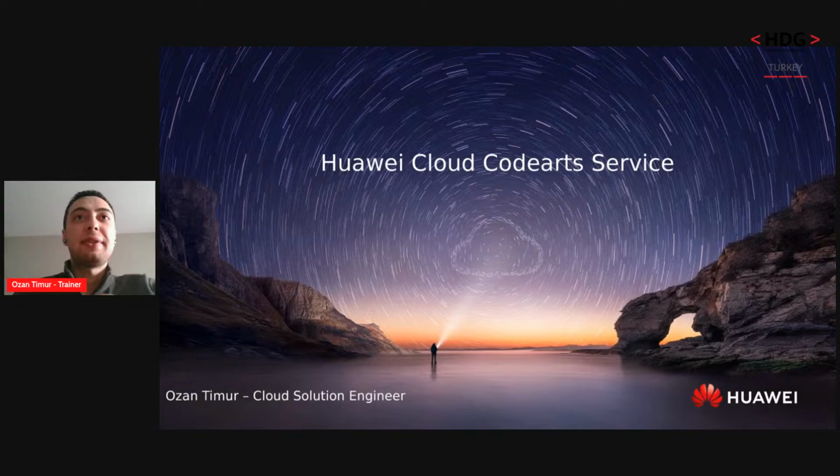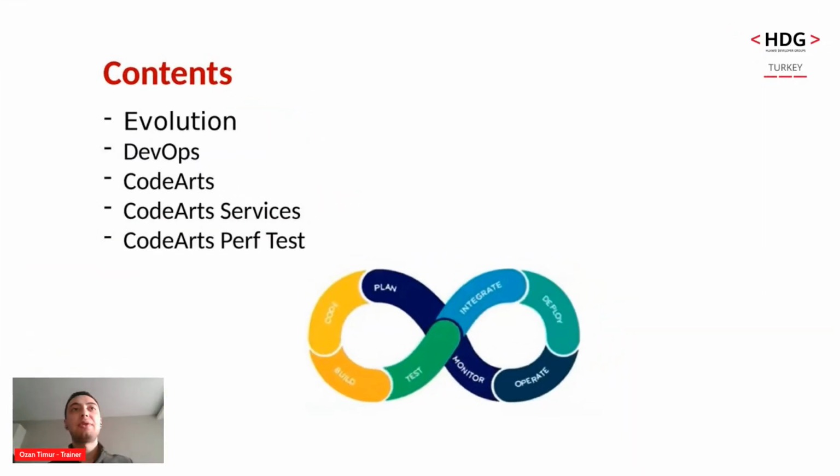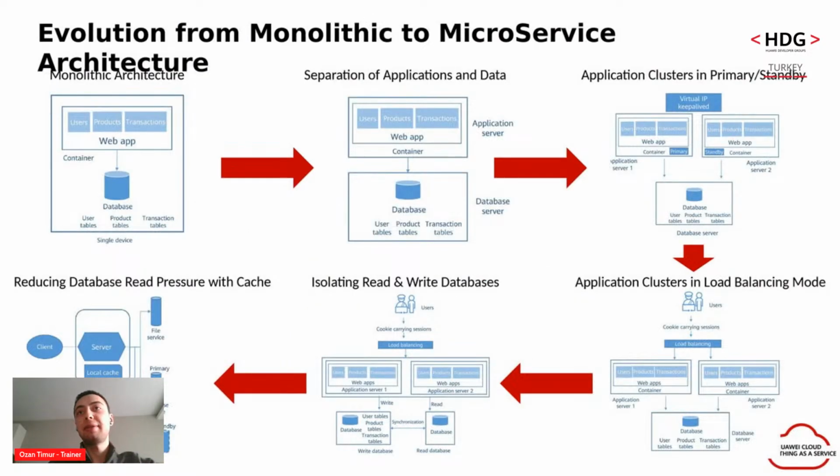Today we're gonna start with the CodeArts service, and these are our contents: Evolution, DevOps, CodeArts, and CodeArts services. We're gonna look at them. But before that, we will start with the evolution from monolithic to microservice architecture.